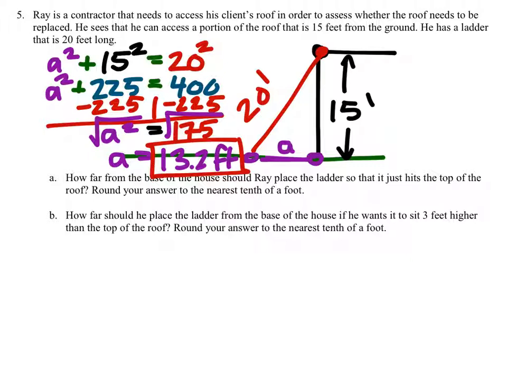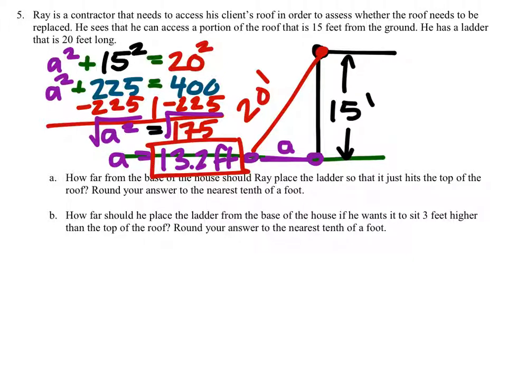Now we've got the second part, part B. How far should he place the ladder from the base of the house if he wants the ladder to sit 3 feet higher, which is what you usually want? Has anyone ever climbed on the roof? Yes. You usually want some extra ladder so that you have something to hold on to.